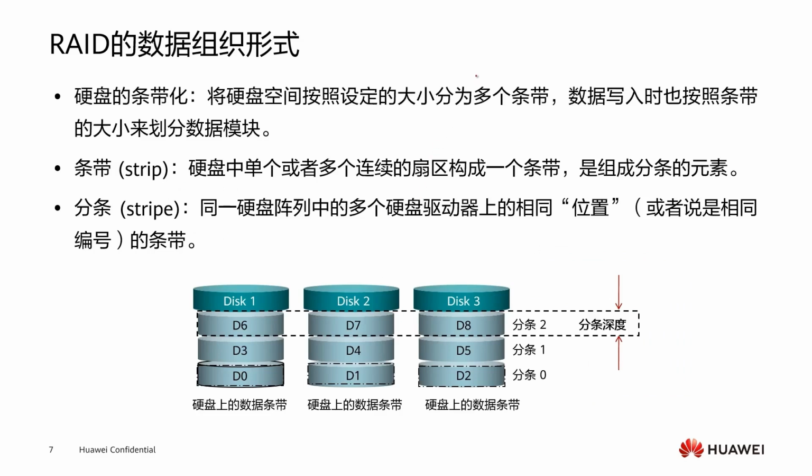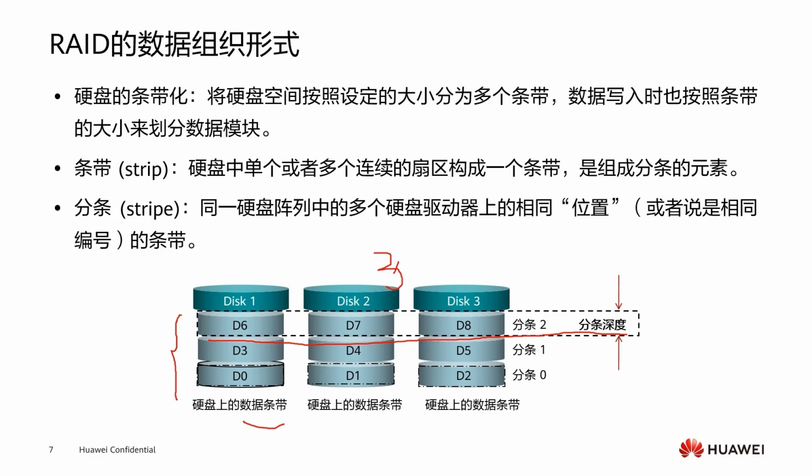For the data organization of RAID, the hard disk space is first divided into multiple stripes of a set size, and data is written in accordance with the size of the stripes to divide data blocks. A stripe is a single or multiple consecutive sectors in a hard disk and is an element that makes up striping. Striping is a set of stripes with the same position or the same number in multiple hard disk drives in the same hard disk array. The width of striping refers to the number of disks used when a hard disk group is striped. Like in this example, it is composed of 3 members, and its stripe width is 3. The depth of striping refers to the capacity size of a stripe.